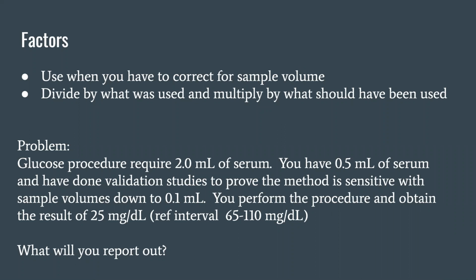So different factors. When you have to correct for sample volume, you divide by what was used and multiply by what should have been used. In this example, we have a glucose procedure that requires 2.0 milliliters of serum, but we only have 0.5 milliliters of serum. We know that it's okay to run on 0.5 because we've done validation studies down to 0.1 milliliter, and you perform the procedure and obtain a result of 25 milligrams per deciliter. What would we report out?